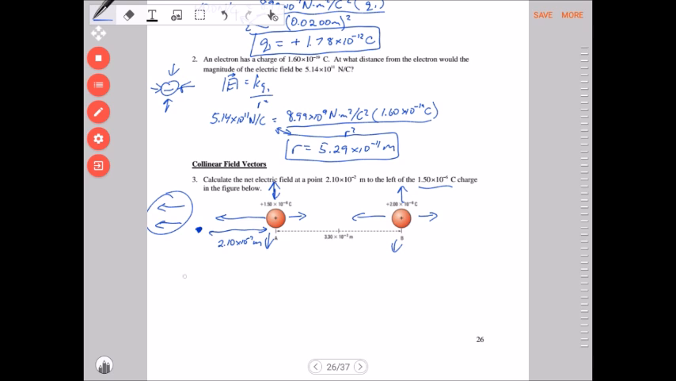First things first, let's do the first one. The electric field because of that first charge is KQ1 over R squared. So 8.99 times 10 to the 9th newton meters squared per coulomb squared, and the first charge is 1.50 times 10 to the negative 6 coulombs, all divided by 2.10 times 10 to the negative 2 meters squared.